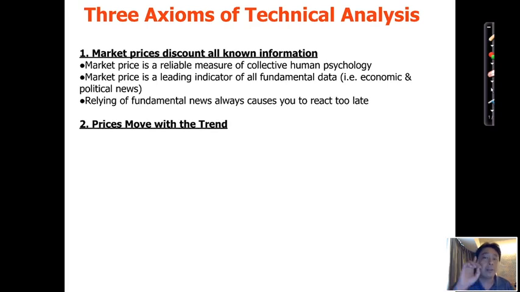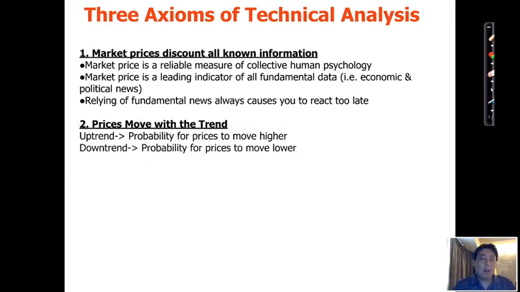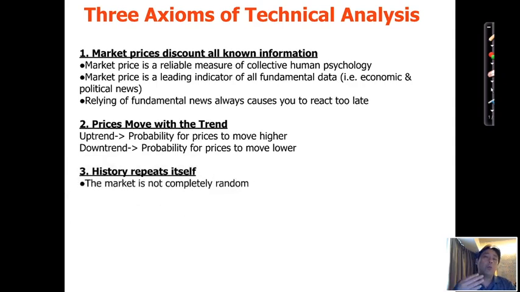The next axiom of technical analysis is to understand prices move with the trend. When a price is on an uptrend, the probability is that prices tend to move higher. When a price is on a downtrend, the probability is that prices tend to move lower. So we always want to trade with the trend. Trading with the trend always gives us a natural edge in the markets. And that's all we need, an edge.